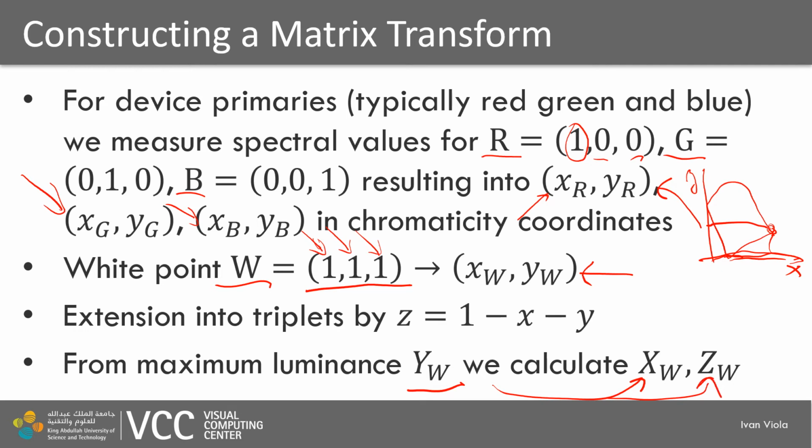Once we have this information and we extend our two-dimensional definition of colors back to x, y, z, all small letters, where z equals 1 minus x minus y, then we can form a matrix transform based on the white point, so that we can convert any color defined by the RGB coordinates into the X, Y, Z coordinates.